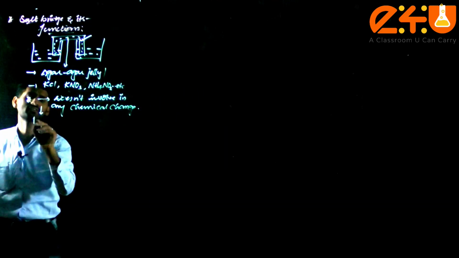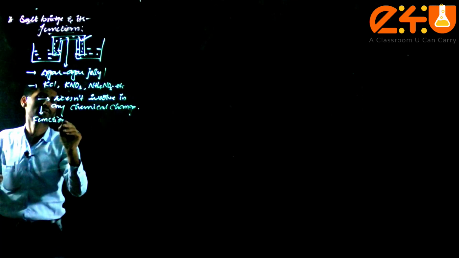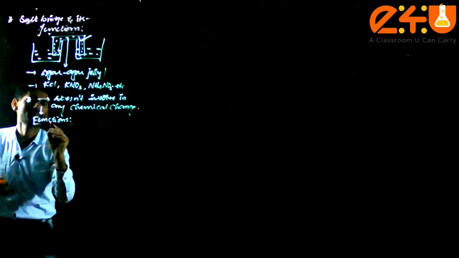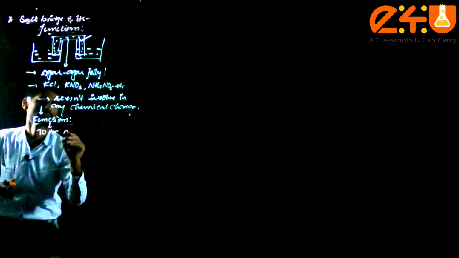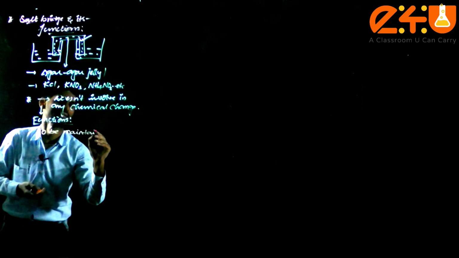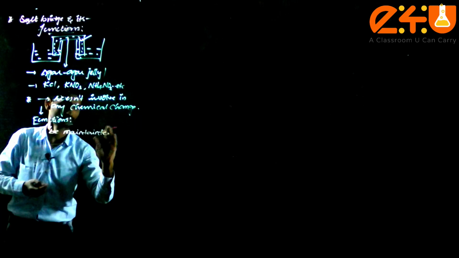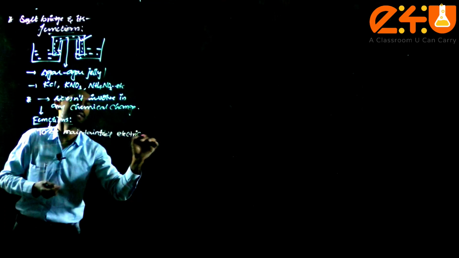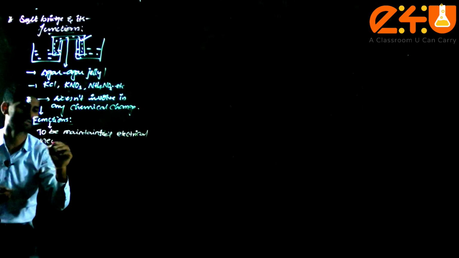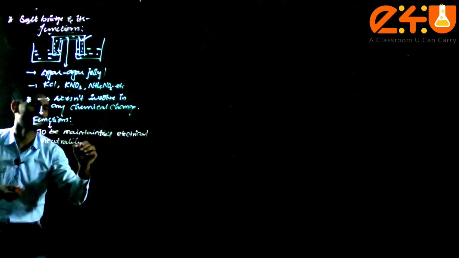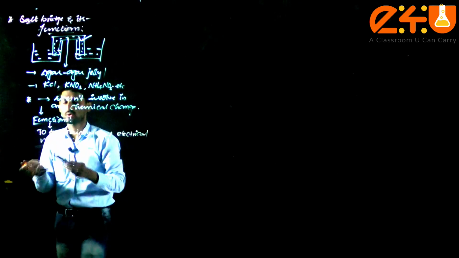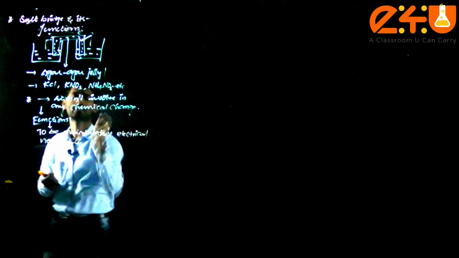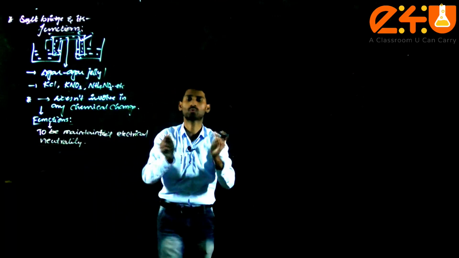Next one, what is its function, sir? Why do we have to write this salt bridge? First, a very very important point here is that electrical neutrality is to be maintained. That means however many ions flow from anode to cathode, and from cathode to anode, you have to maintain the same number.